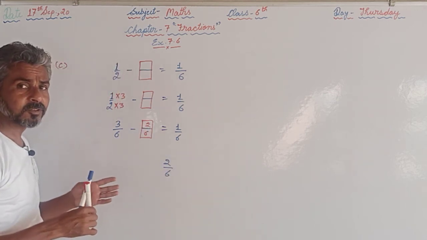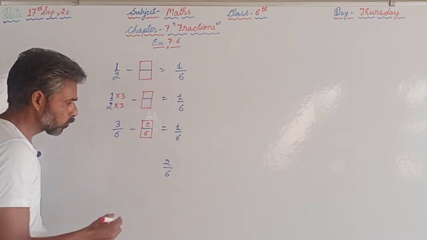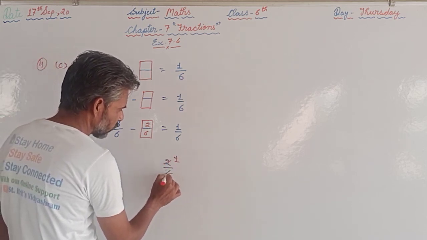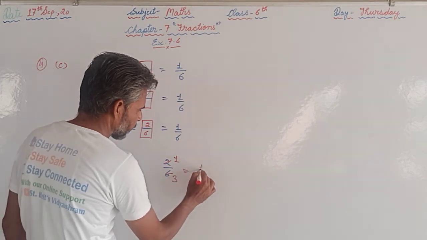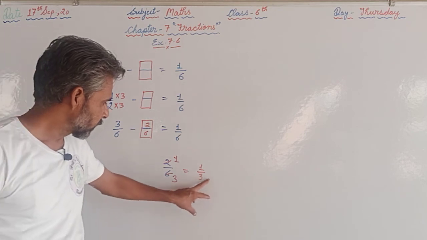But this is not in the lowest form. 2 and 6 come in the table of 2. So 2 ones are 2 and 2 threes are 6. So the answer 1 upon 3 is the correct answer.